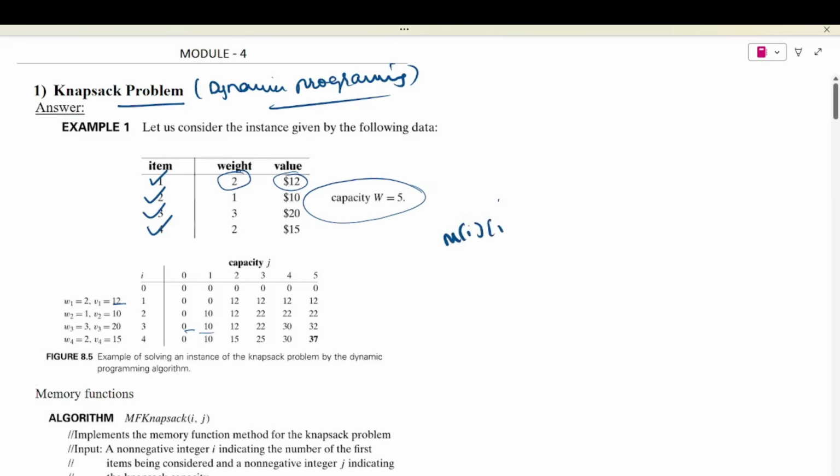The rest, include item and exclude item, is nothing but the formula you will be following: m of i of j is equal to the max of include item and exclude item. Whichever is maximum, you will be considering that.